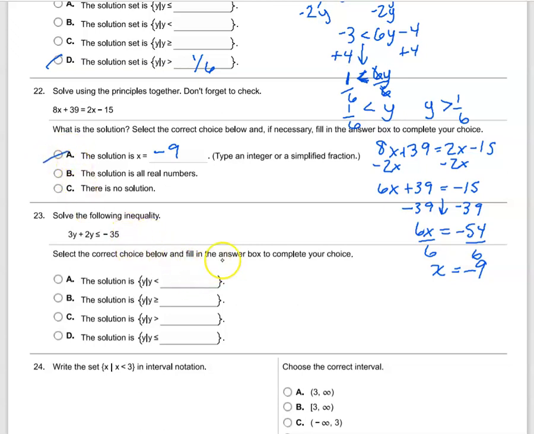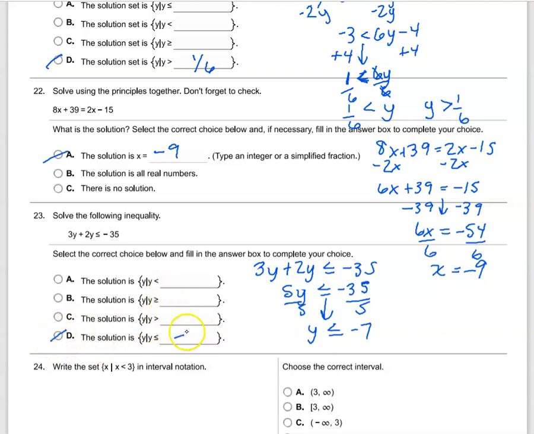23. We've got 3y plus 2y is less than or equal to negative 35. We're going to combine like terms. So we've got 5y is less than or equal to negative 35. So y is less than or equal to, we're not dividing by a negative number, so we don't need to flip our sign. If this had been a negative 5, we'd want to flip the sign, make it a greater than or equal to. So it's negative 7. This is going to be D.